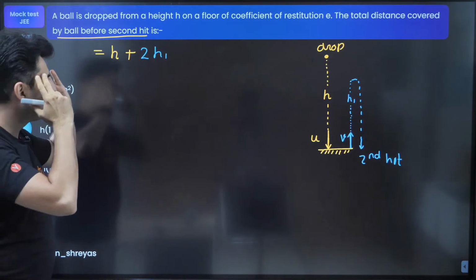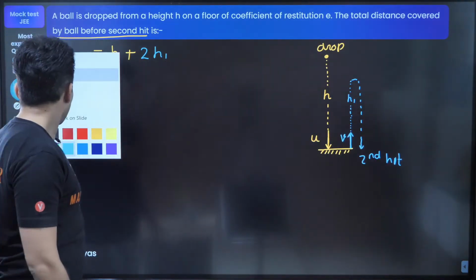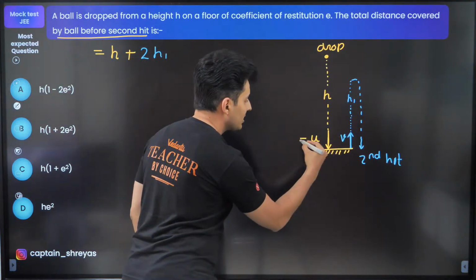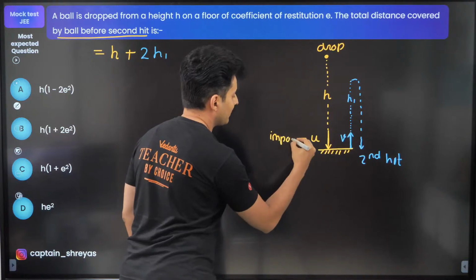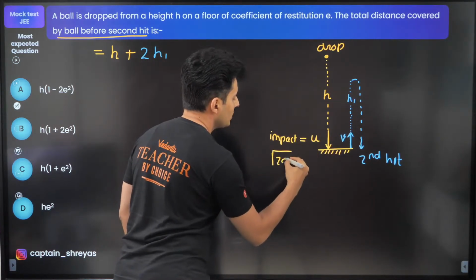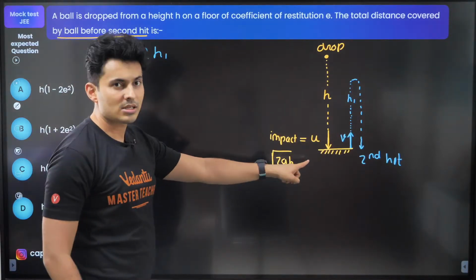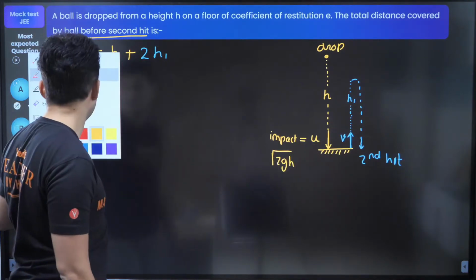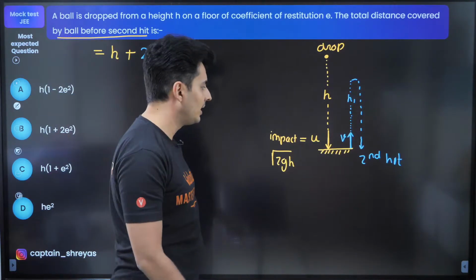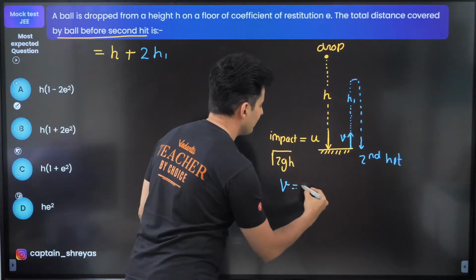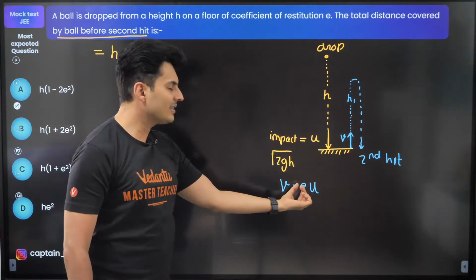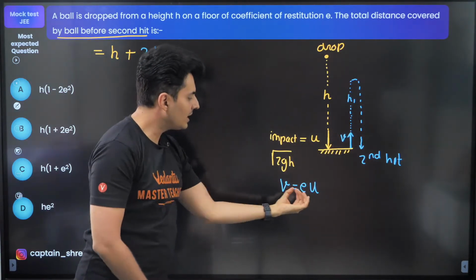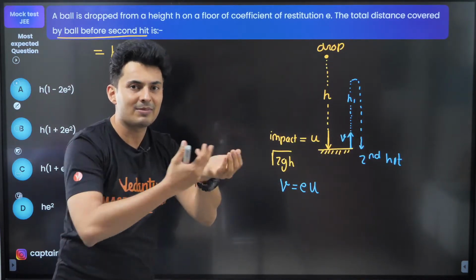Correct? Okay. Now I need to convert h1 into h. How do I do that? Well, think formulas. When you drop a ball from some height, the speed with which it impacts the ground is given by root of 2gh. Okay, u is this much. How much is v? v will be e times u because the coefficient of restitution is given. According to the coefficient of restitution formula, e is the ratio of speed of separation to speed of approach. So e is v by u, and hence v will be e times u. It will be slightly less.